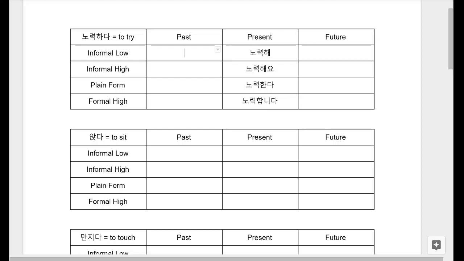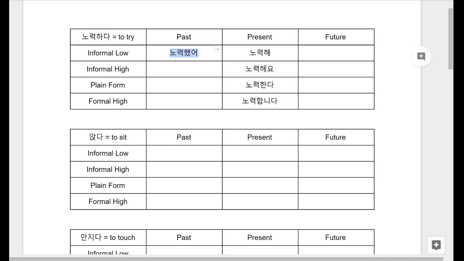The past is very similar to the present. In the informal low respect, because it's ha, again, I want to add this to it, and the past tense is going to look like this, and then like that. So it could actually look like 노력하였어, but again, as you know, this ha and then ya very commonly get merged together. So it would most commonly be written like this, which would be 노력했어.